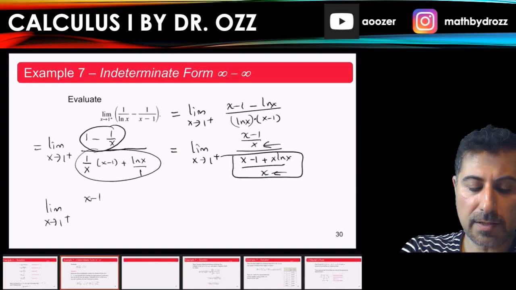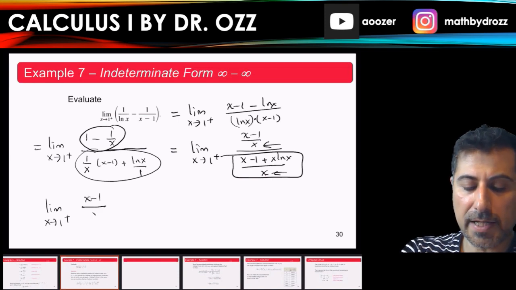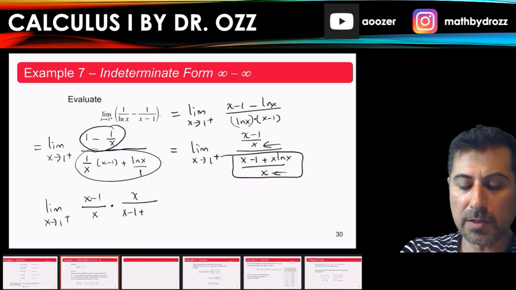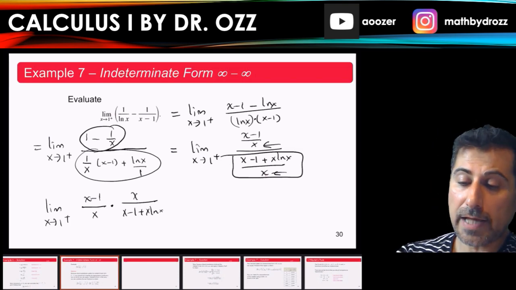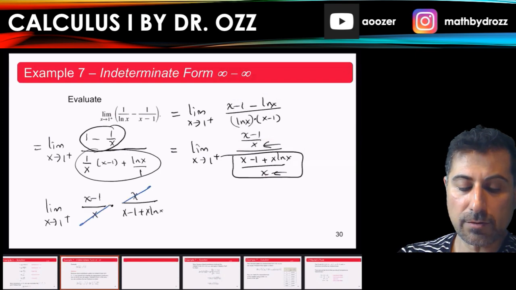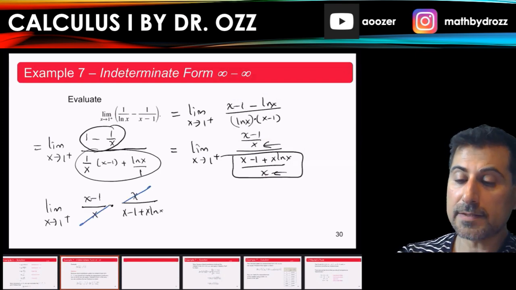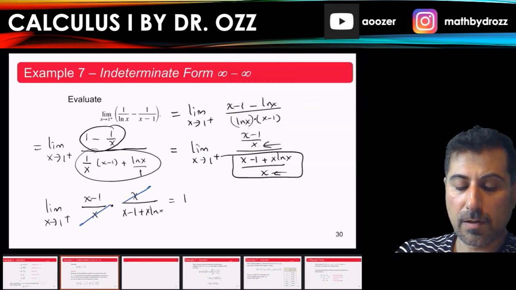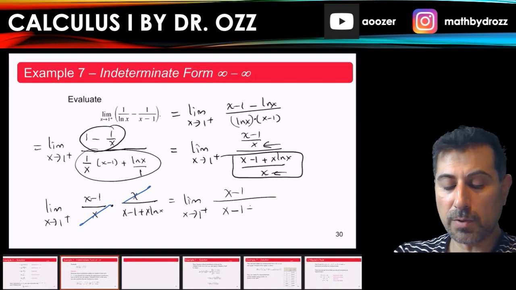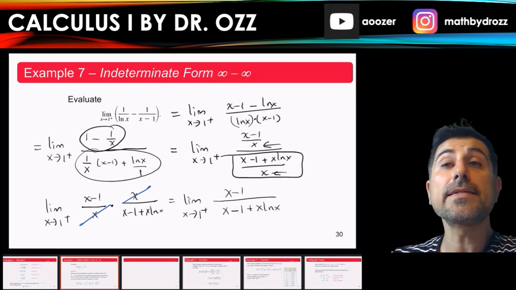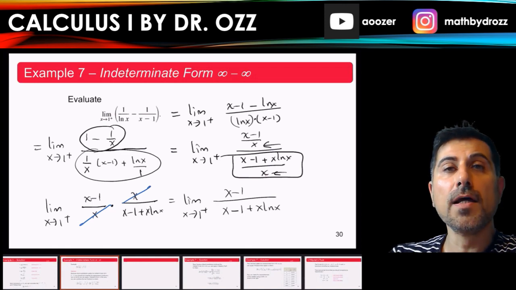So you have x minus 1 over x times x over x minus 1 plus x ln x. Here the x's divide out. So in the next step, I have the same limit as x approaches 1 from the right. At the top, I have x minus 1, and in the bottom, I have x minus 1 plus x ln x.